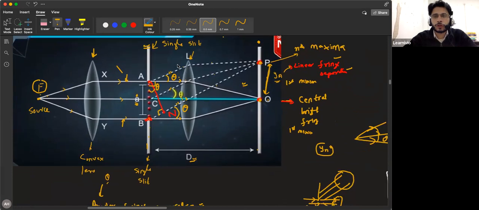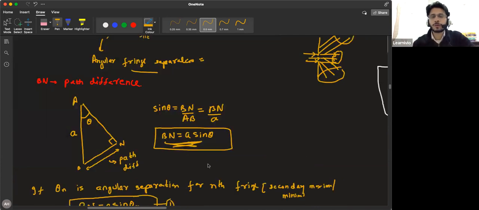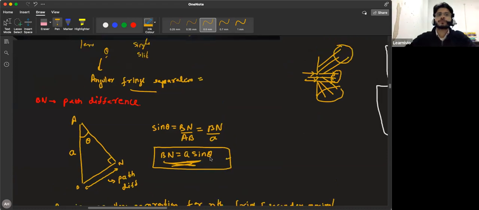Okay. So for calculations, two distances are very important. The first one is the path difference. This delta n is the path difference. You can note down the expression of delta n from here. Delta n is a sine theta. Note it down. a is the slit width, theta is the angular fringe separation, and delta n is the path difference.